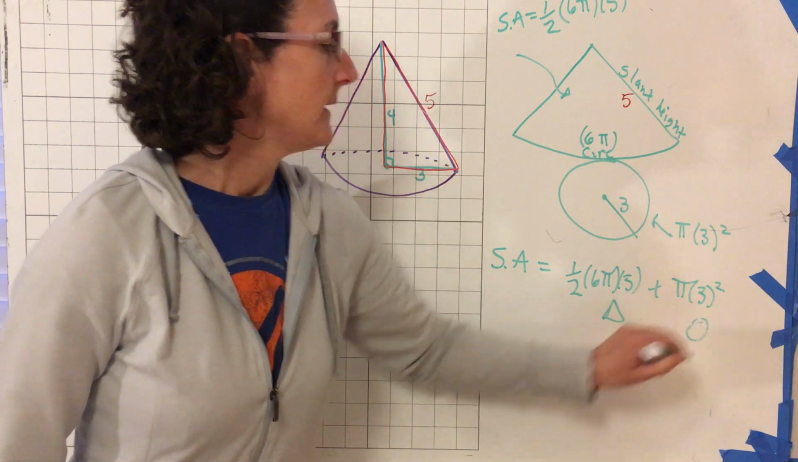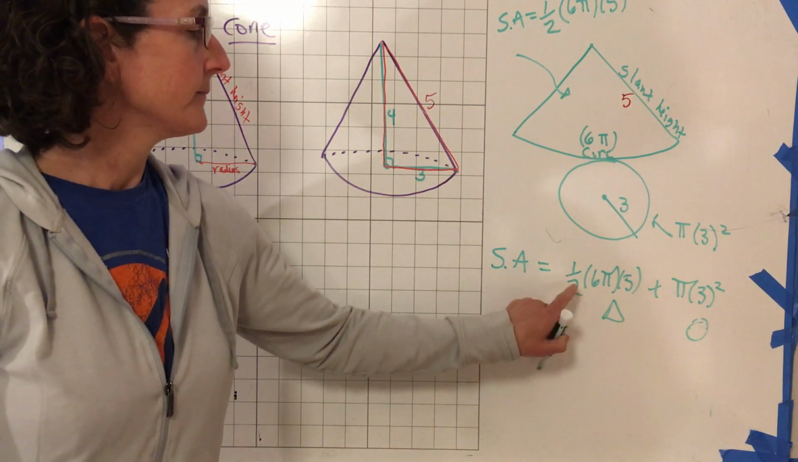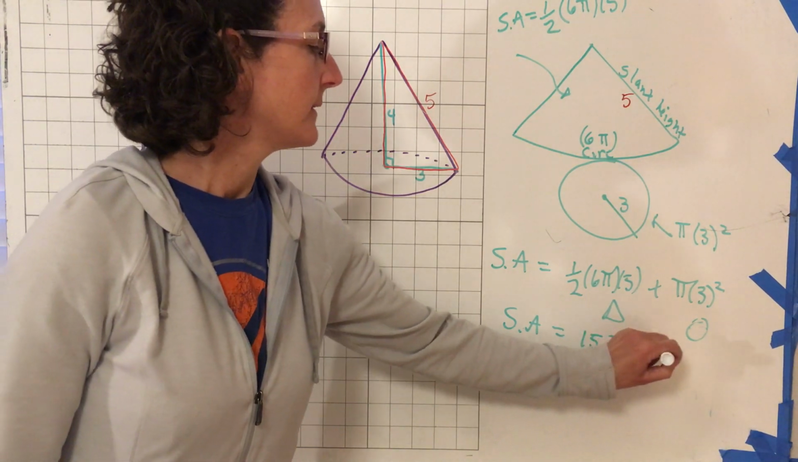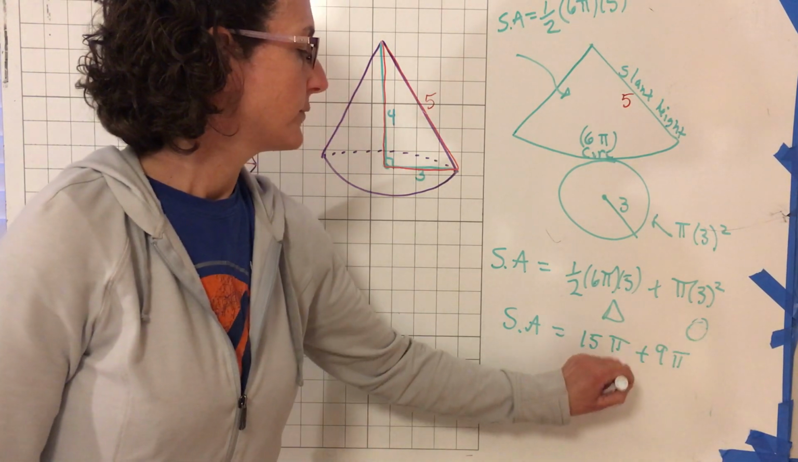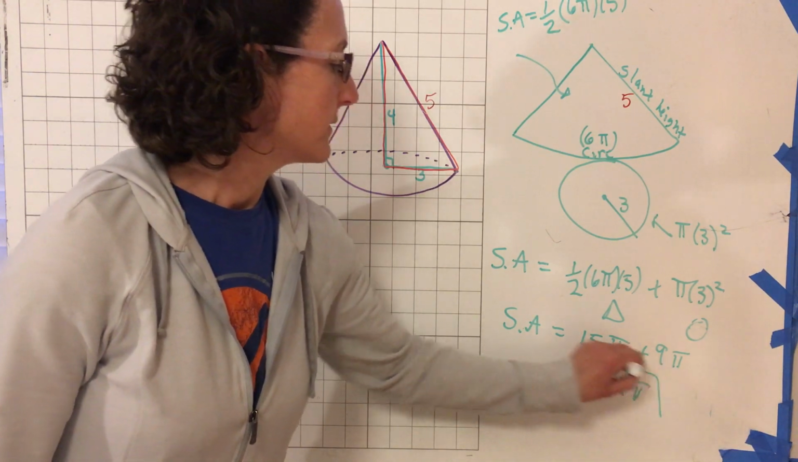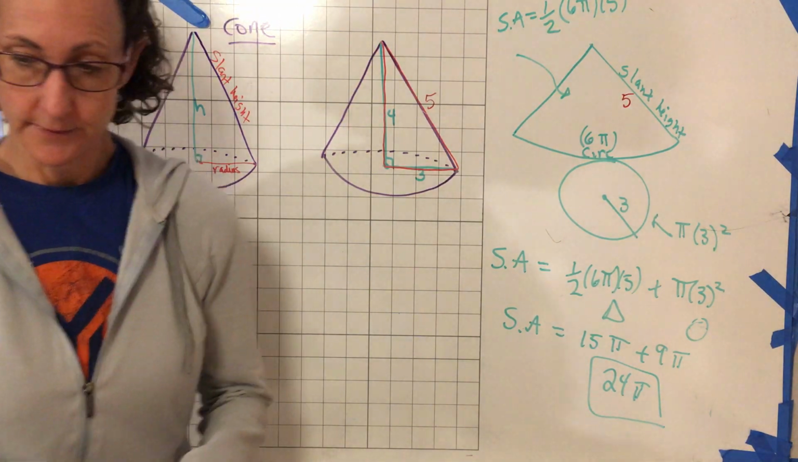Okay. All right. And then you just add those two together to get the surface area. So the surface area, half of 6 is 3 times 5. So that's 15 pi plus 9 pi. And you have 24 pi. I didn't give you guys units, so just 24 pi. Okay, all right, we're gonna do another example, okay?